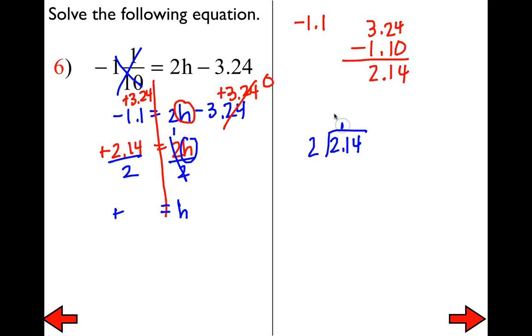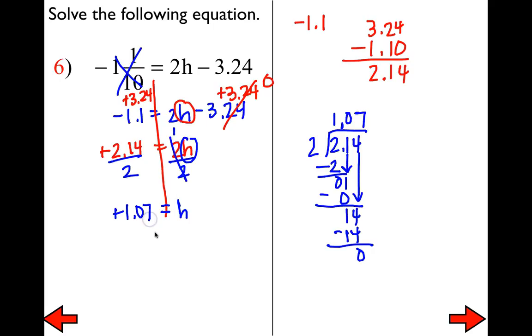Bringing up that decimal, it goes in once. Bring down that 1. Here, be very careful. How many times does 2 go into 1? 0 times. Make sure you have that 0. So that's going to be 0 with a remainder of 1. Bring down that 4. 2 goes into 14 7 times evenly. So my answer is h equals 1.0700.